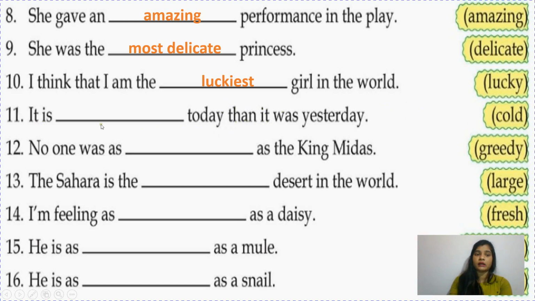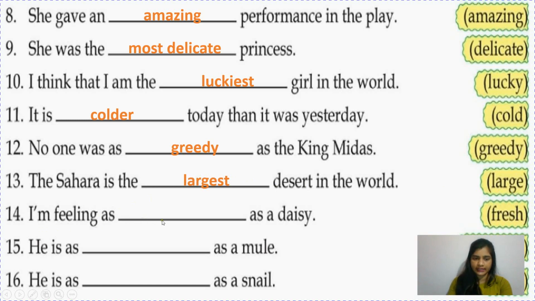So cold will become colder. No one was as dash as. Children, here we are not talking about any comparison, means two things which are exactly the same. So if we use positive degree, greedy will be greedy only. The Sahara is the dash desert in the world. Again, we are using the here, children. So we have to use the superlative degree of large. So it will become largest.